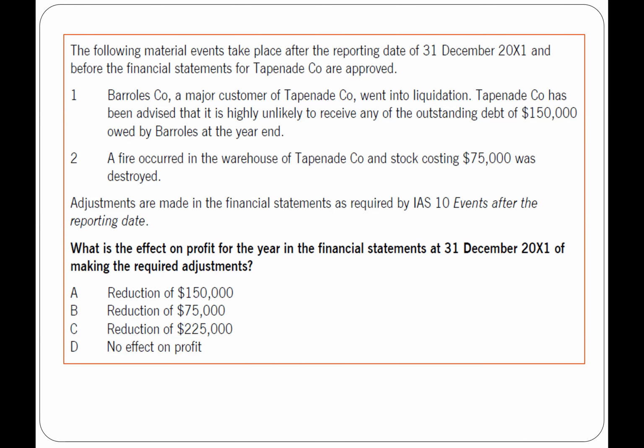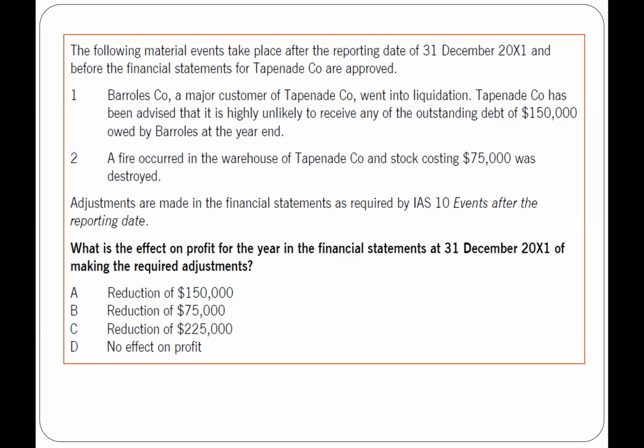Okay, so the first thing that we need to determine from these two scenarios is, do we actually need to do any adjustments or not? And we determine that by first categorizing each of them as either an adjusting event or a non-adjusting event. So the first event, Barrels Company, a major customer of Tapenet, went into liquidation. Tapenet Company has been advised that it is highly unlikely to receive any of the outstanding debt of 150,000 owed by Barrels at the year end.